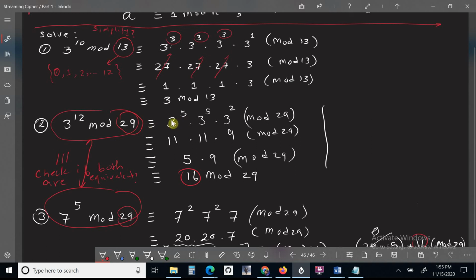What is going to help us is actually 3 to the power 4, for example. 3 to the power 4 will be useful for us, okay? And 3 to the power 4 is equal to 81. So this is going to be useful to us within that context.